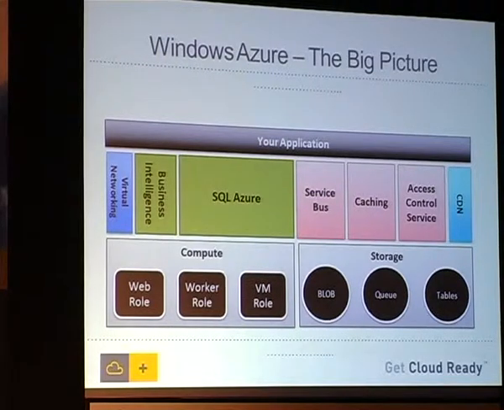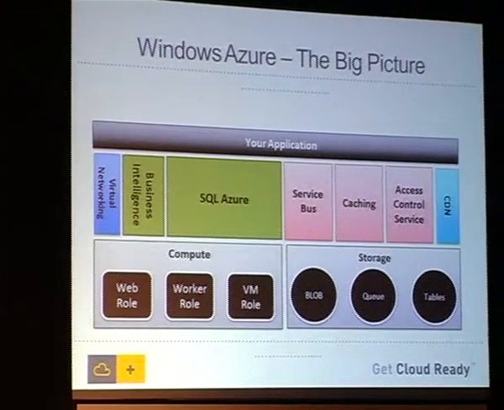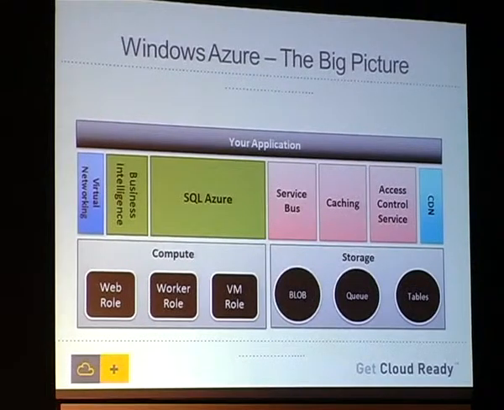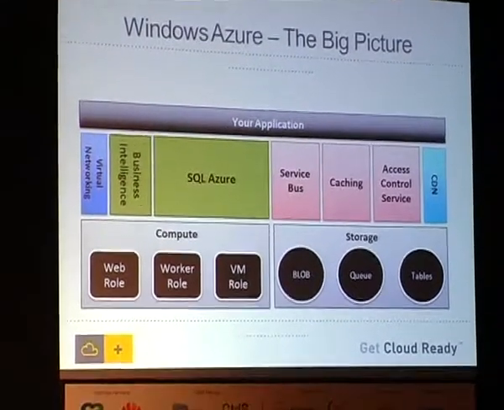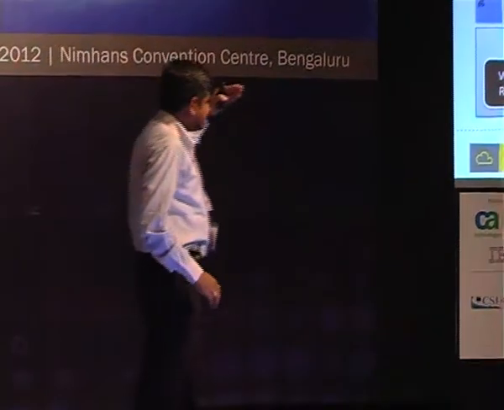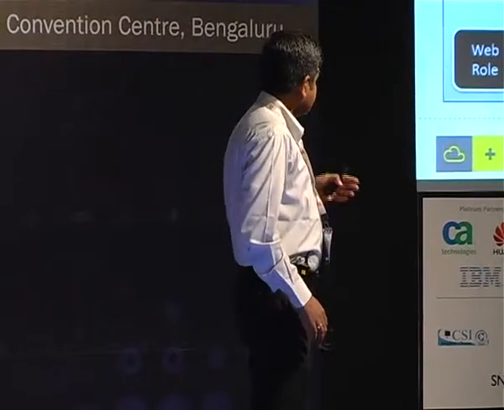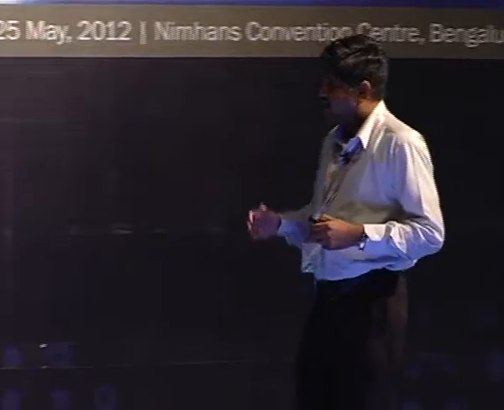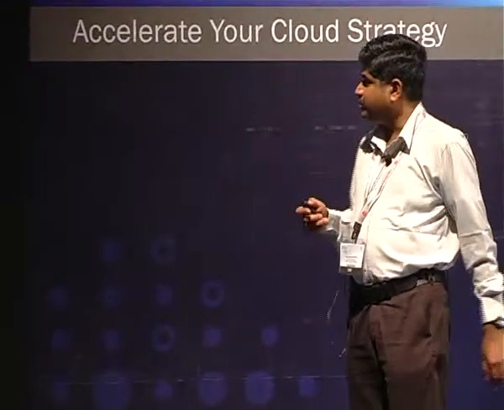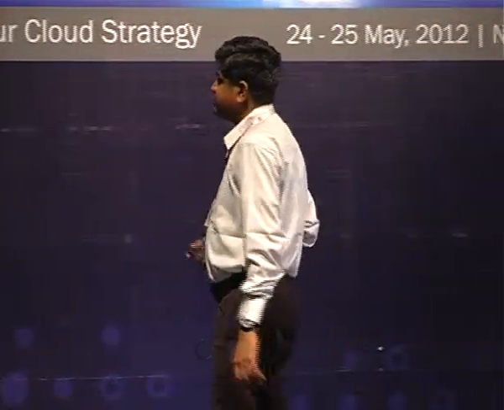But I don't have enough time to drill down into this, but as you notice, this stack is almost complete, as in it has the compute, the storage, the database, the networking, and various application services in terms of caching, service bus, access control, and they also support networking. Though it is a PaaS stack, they let you directly open up a pipe to the data center and talk to the virtual private network. So that's the Windows Azure big picture.